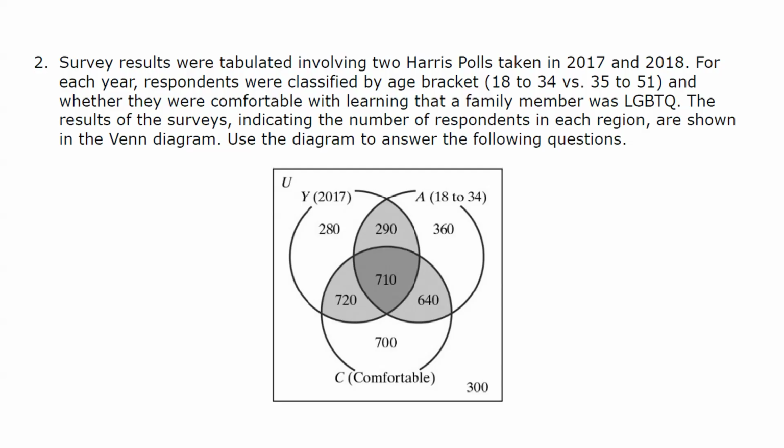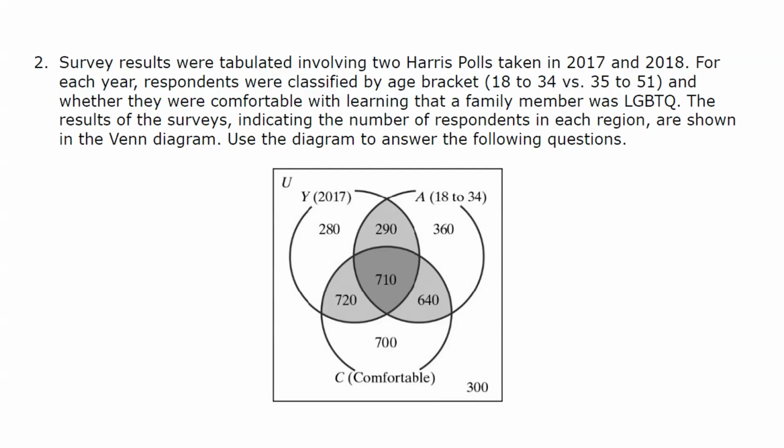So this is a 3-set Venn diagram. The Venn diagram contains the 3 subsets, the year 2017, 18 to 34, and whether they were comfortable learning about a family member being LGBTQ. Now you might be thinking, where's 2018 or the other age bracket, 35 to 51, or the response to people being uncomfortable? Well, it's automatically implied because each of these subsets have 2 options.